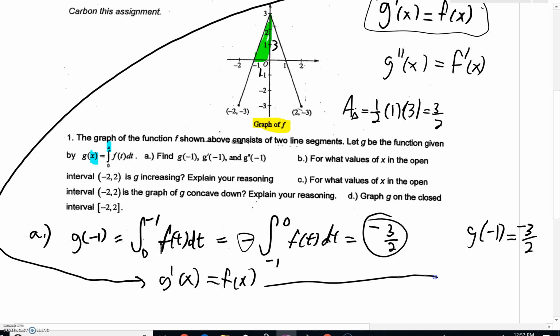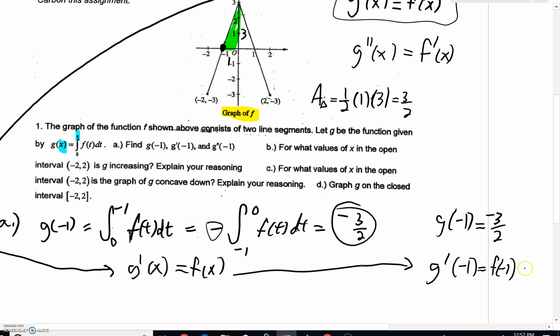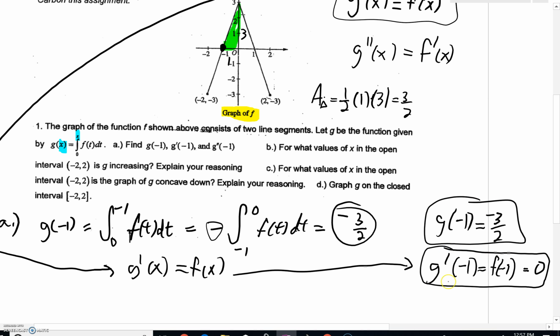So if I'm going to be looking for g prime of negative 1, I'm really saying what's f of negative 1? And f of negative 1 is simply the y value that we have on this curve f right here. You can see this is the point negative 1 comma 0. So g prime of negative 1 is just going to be 0. So here's my first answer. Here's my second. And then we're going to say, well, what's g double prime?